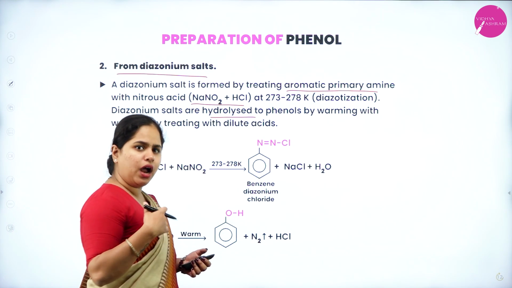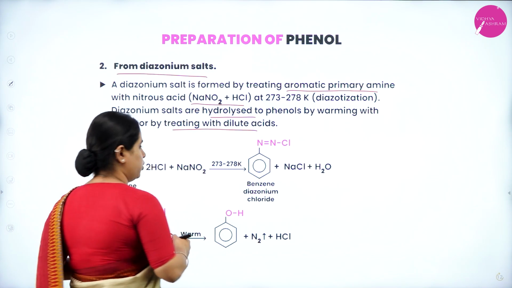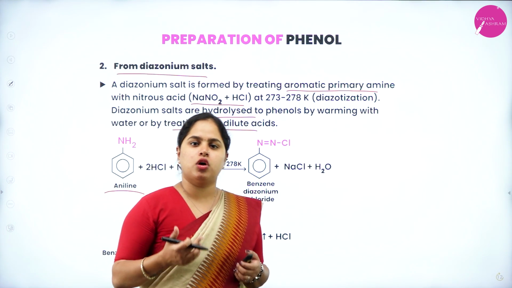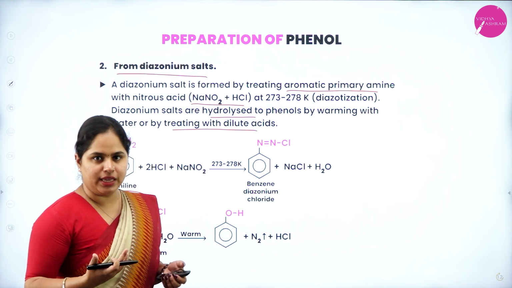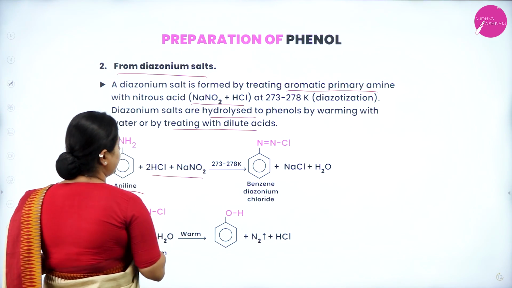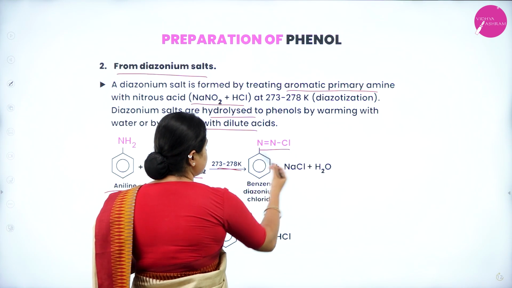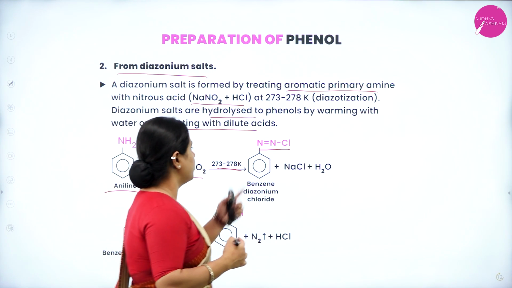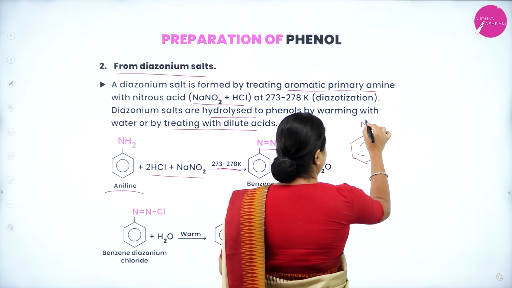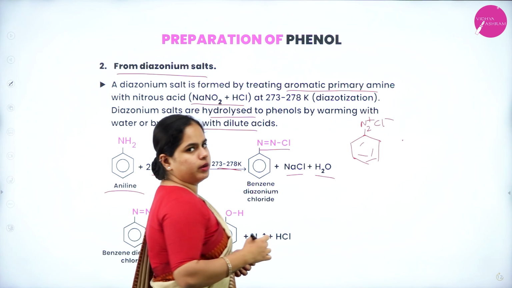That means we add water and obtain phenol by warming with water or by treatment with dilute acid. First we form the diazonium salt, then we add water to it and warm it to form the phenol. So this is aniline, to which HCl and NaNO2 are added at 273 Kelvin. What is formed? Benzene diazonium salt. You can see here it is N2+ and Cl-, and NaCl and H2O are formed as byproducts.